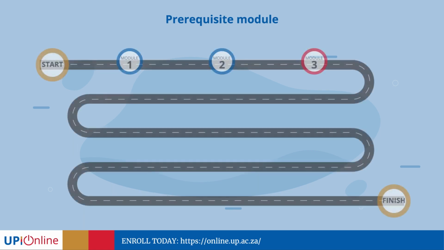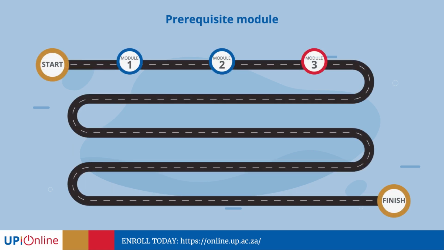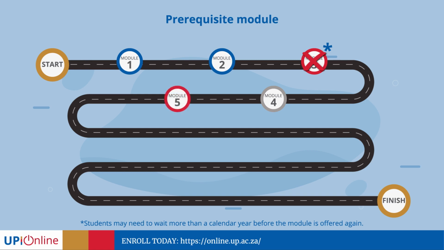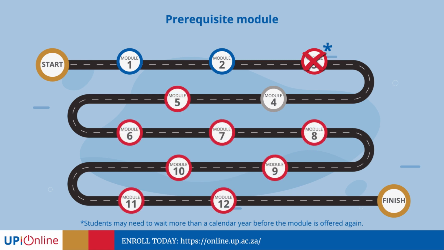A prerequisite module must be successfully passed before the next dependent module can be taken. Let's use an example where Module 3 is a prerequisite to Module 4. A student who fails Module 3 will not be able to take Module 3 immediately again. The student will instead need to wait while Module 4 is offered, then continue with Module 5 when it is offered, then complete the rest of his or her modules in the carousel. Students must then wait till Module 3 is offered again. If he or she passes Module 3, he or she can continue with Module 4.